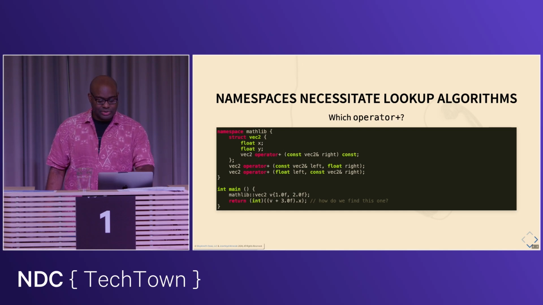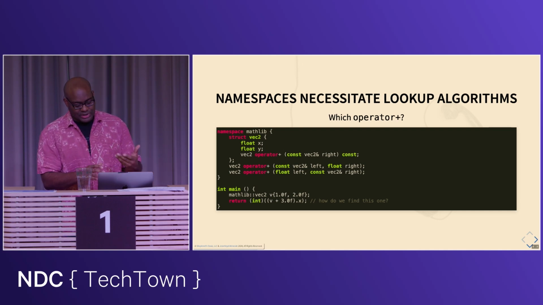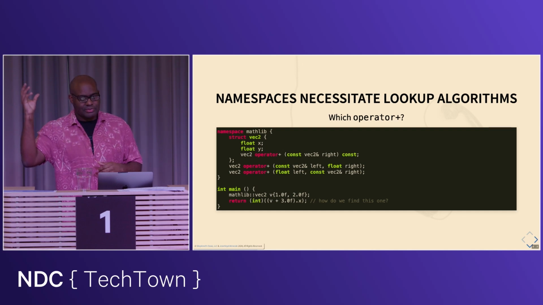So in this code, you can see that what we're specifically looking for is the second vector2 plus operator, the one that has the vec2 on the left-hand side and the float on the right-hand side, because that's what we're doing inside that call, that expression.